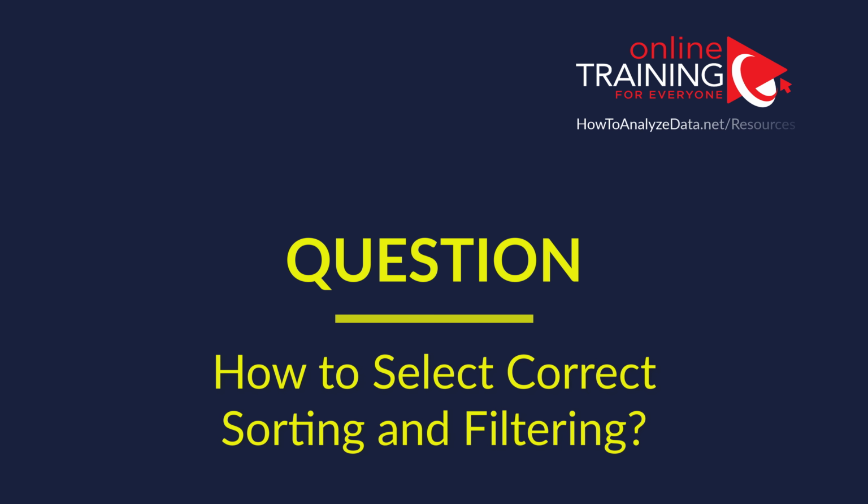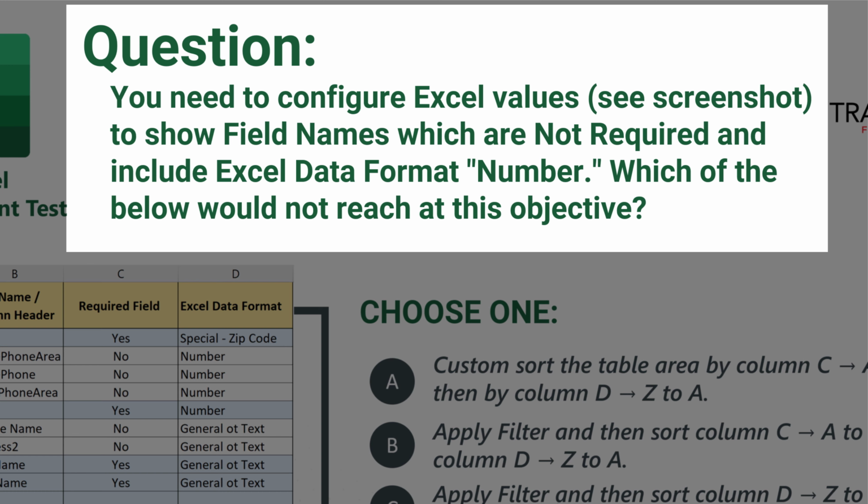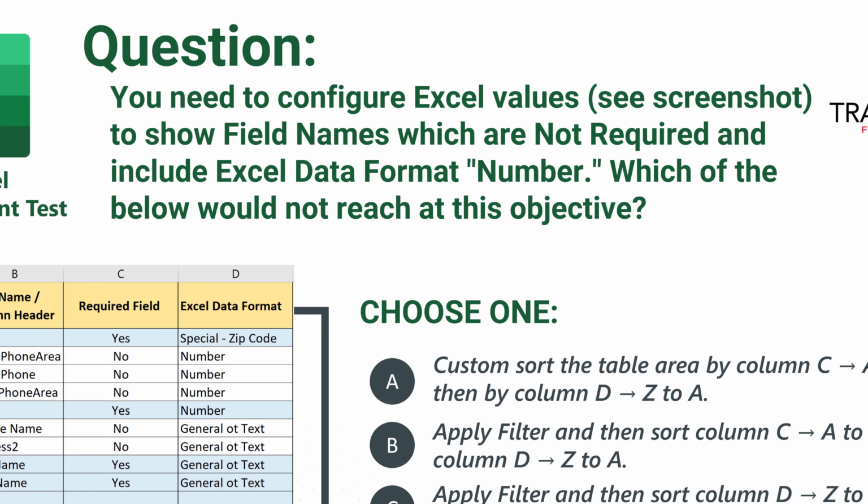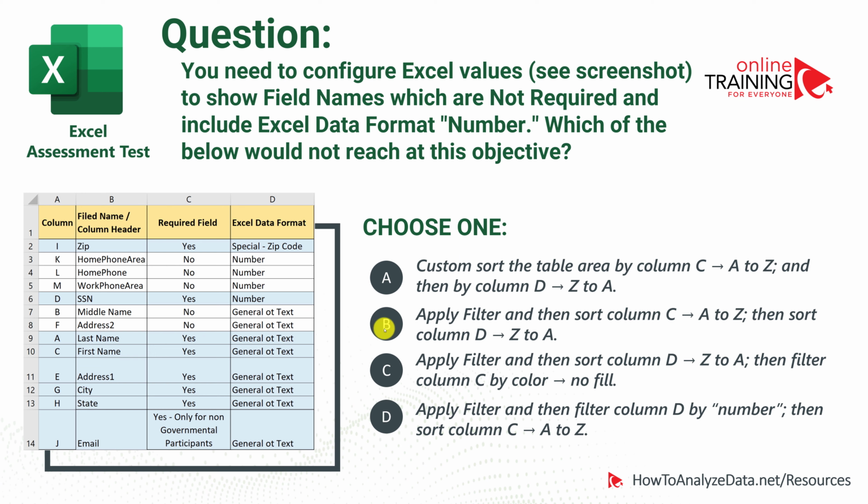Now let's look at the very tricky Excel assessment test question, which tests your knowledge of sorting and filtering. You need to configure Excel values, look at the screenshot, to show field names which are not required and include Excel data format number. Which of the below choices will not reach this objective? You have to love these negative questions, but you have to pay attention: not reach this objective means that 3 of the choices do reach this objective and 1 choice does not.